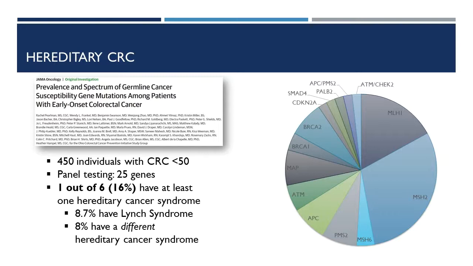450 patients diagnosed with colorectal cancer under age 50 were tested via a 25-gene hereditary cancer panel. One out of six, or 16%, were found to have a mutation in one of these genes. 8.7% of these patients were found to have a mutation in the Lynch syndrome-associated gene, which we will discuss in the next few slides, while 8% were found to have a mutation in another non-Lynch syndrome gene, as illustrated in the pie graph.